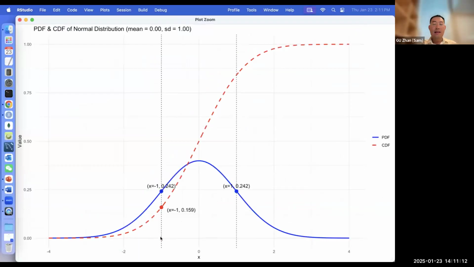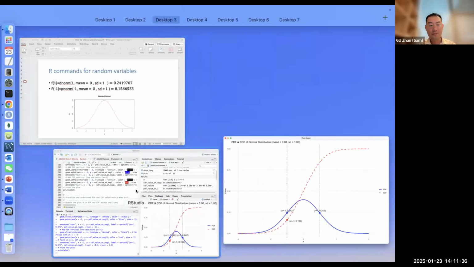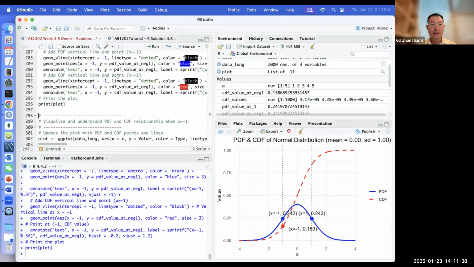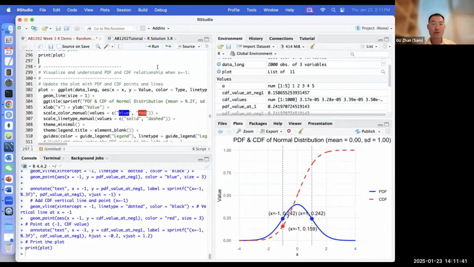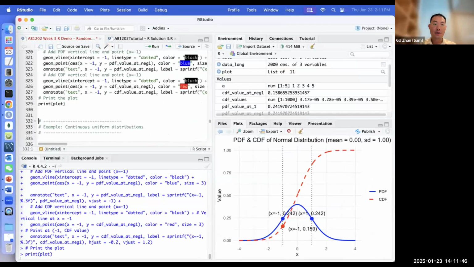When x equals -1, your cumulative distribution function will return 0.159. And when x equals -1, your blue curve, which is your density function, has a density value of 0.242. It will be the same as at x equals 1 because it is symmetric. Next, visualize and understand the PDF and the CDF relationship when x equals -1. So let's understand their relationship.